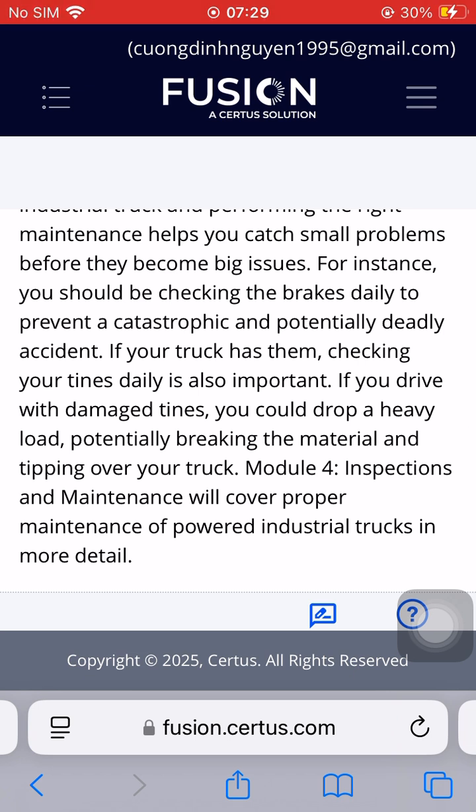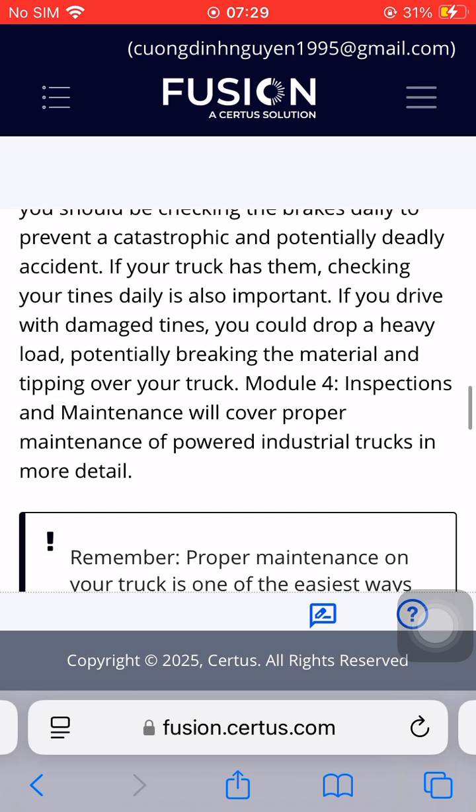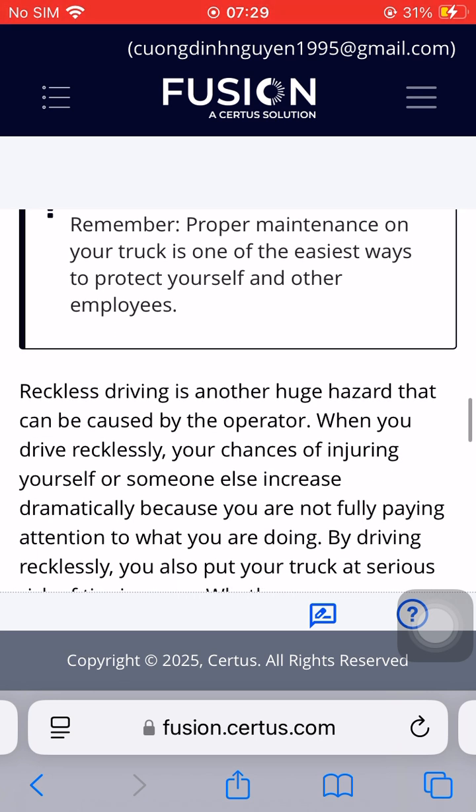If your truck has them, checking your tines daily is also important. If you drive with damaged tines, you could drop a heavy load, potentially breaking the material and tipping over your truck. Module 4, Inspections and Maintenance, will cover proper maintenance of powered industrial trucks in more detail. Remember, proper maintenance on your truck is one of the easiest ways to protect yourself and other employees.